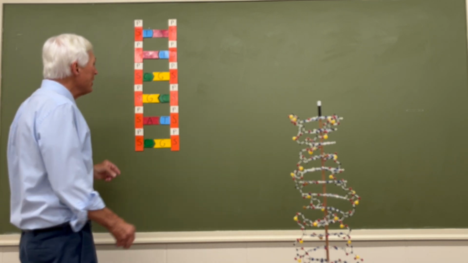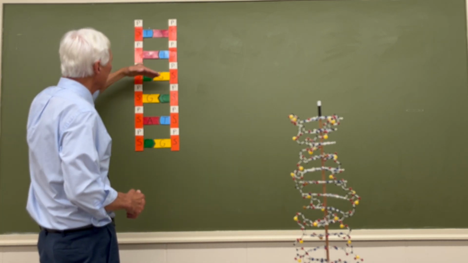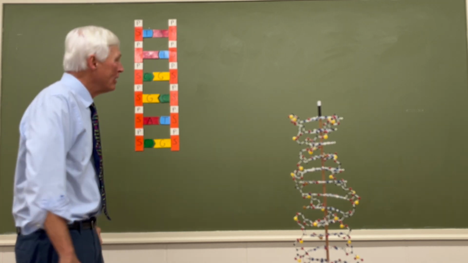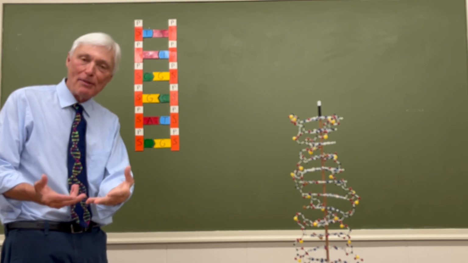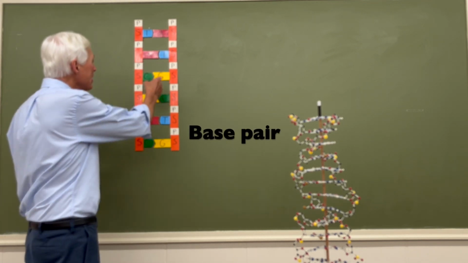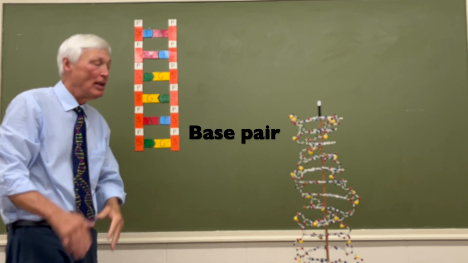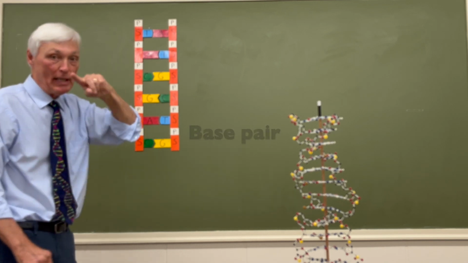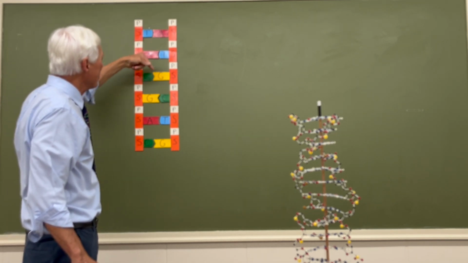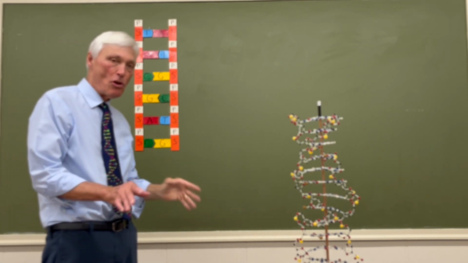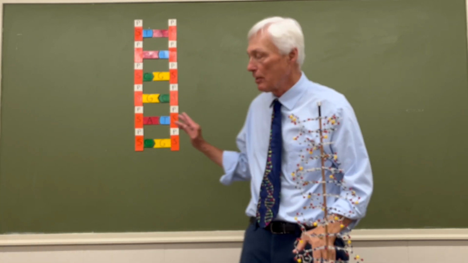Now, we normally don't call these steps in the ladder. No, scientists, when they're talking about DNA, refer to each step as a base pair. So these steps are called base pairs. How big is this DNA molecule on the board right here? It is 1, 2, 3, 4, 5, 6 base pairs long. That's how big that DNA molecule is.